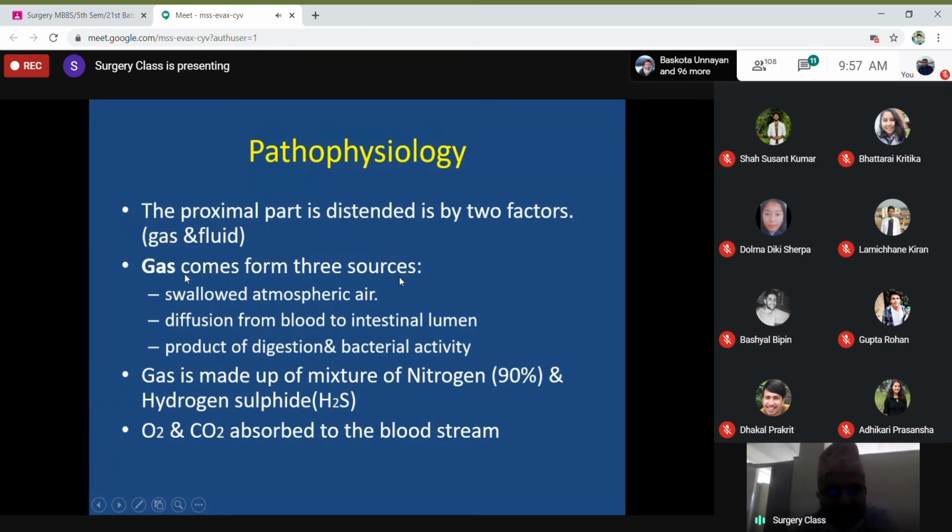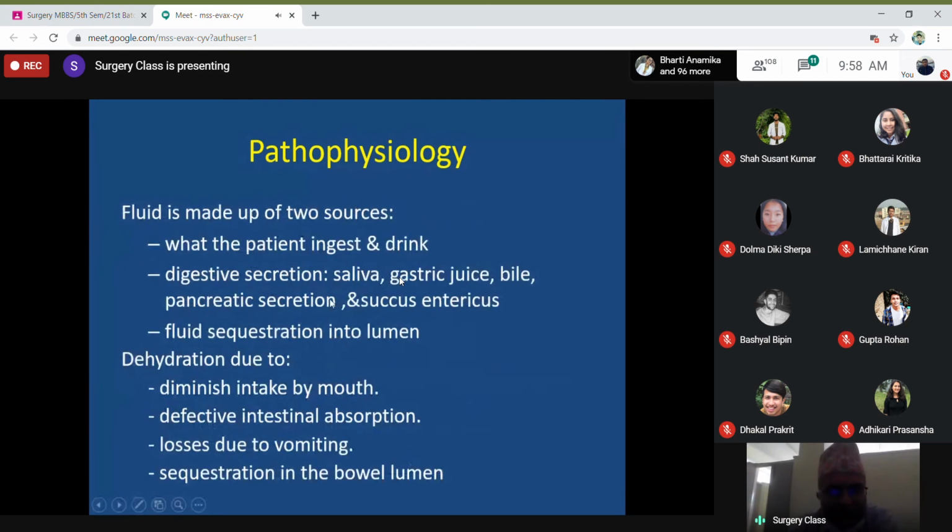The gas mainly comes from three sources: from swallowed air, from diffusion from the blood into the lumen, and from products of digestion and bacterial activity. Mainly the gas is formed of nitrogen and hydrogen sulfide. Now the fluid is mainly formed of what the patient had already ingested, then the digestive secretions, as well as the fluid which leaks from the blood into the lumen of the intestine.